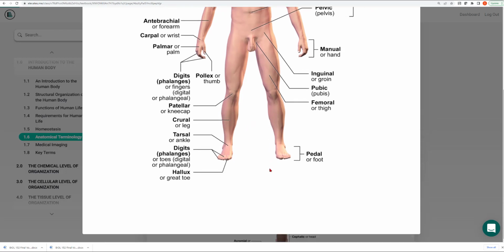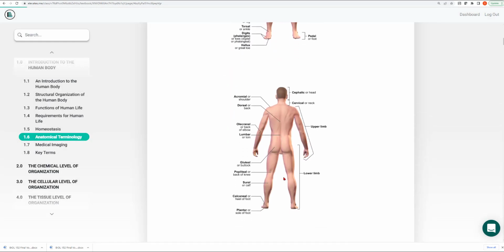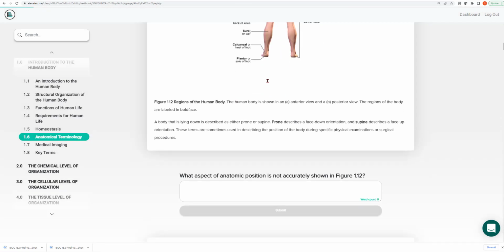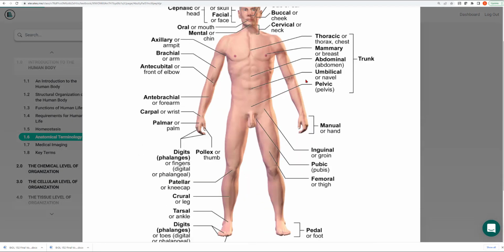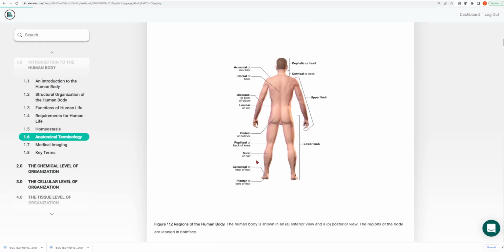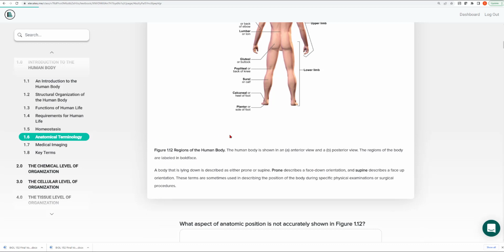And then if you go down and you look on the posterior view, the back side of the body, you'll see that this, I clicked on the wrong one. I'm not able to click on the lower one. The sural region is the back of your lower leg, your calf. So sural is the back, crural is the front, your shin region. So definitely learn your regional terms.